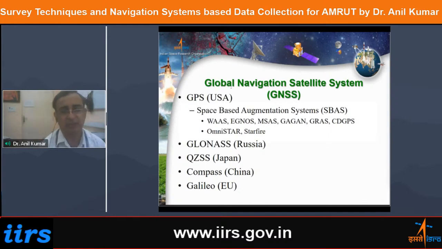And if you see what the different navigation satellites are, they can be from the USA, Navstar satellites, Russian GLONASS, QZSS from Japan, Compass or BeiDou from China, Galileo from the European Space Agency, and parallelly we have the space-based augmentation system.